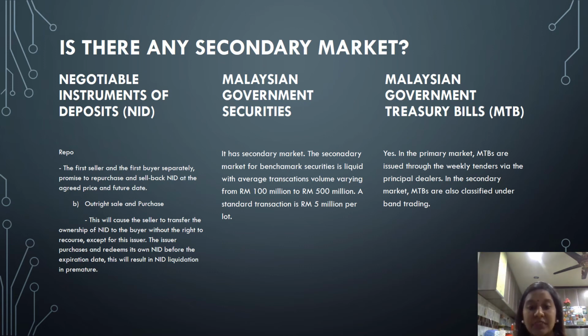The secondary market for benchmark securities is liquid, with average transaction volume varying from RM 100 million to RM 500 million. A standard transaction is RM 5 million per lot. While for Malaysian government treasury bills, MTB, yes. In the primary market, MTB are issued through weekly tenders via the principal dealers. In the secondary market, MTB are also classified under bond trading.